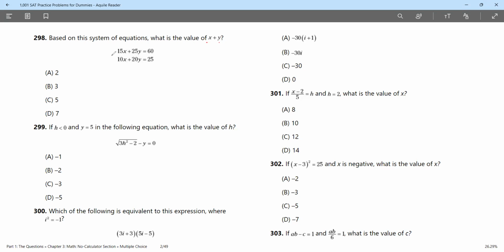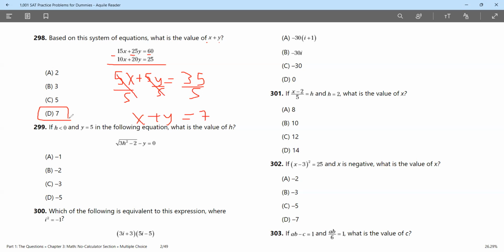Okay, so why don't we subtract the second equation from the first equation? 15x minus 10x will be 5x. 25y minus 20y, positive 5y. 60 minus 25 will be 35. Okay, so here we have a common factor, which is 5 itself. So divided by 5, divided by 5, divided by 5. So it will be x plus y equal to 7. You see, we solved it in less than 30 seconds.